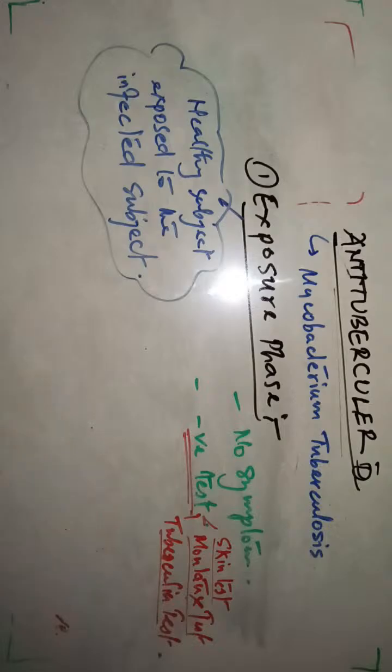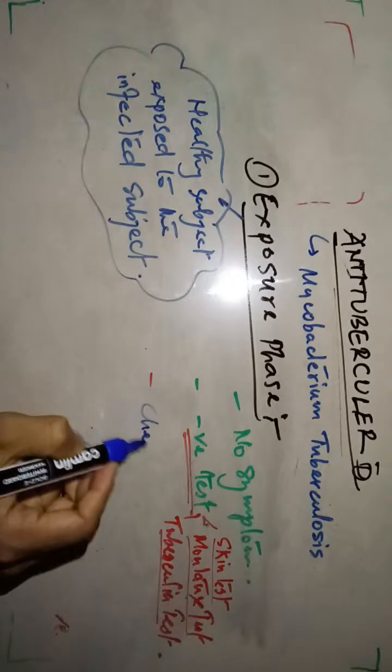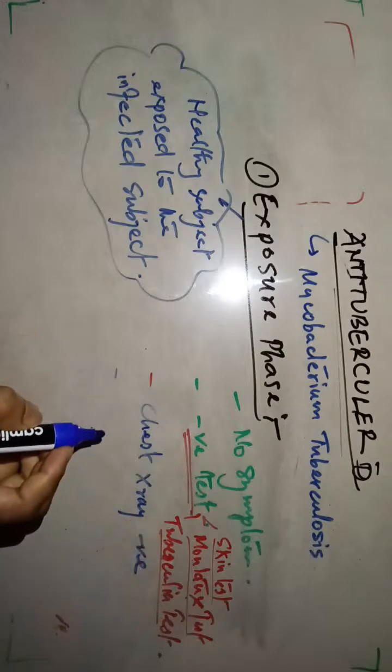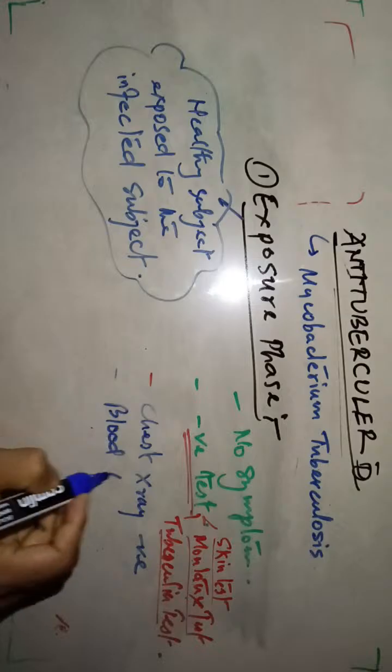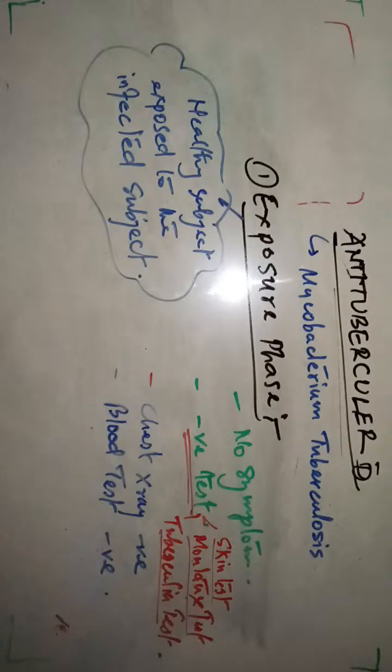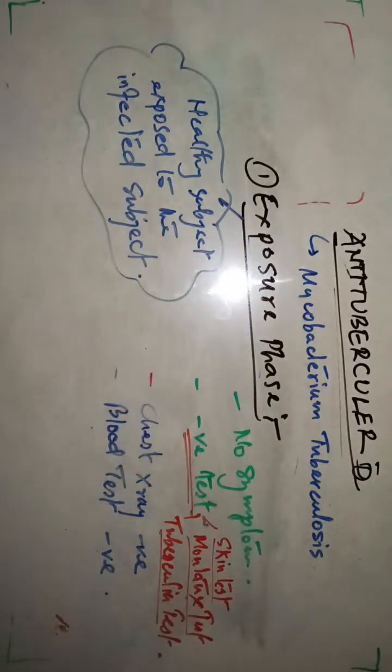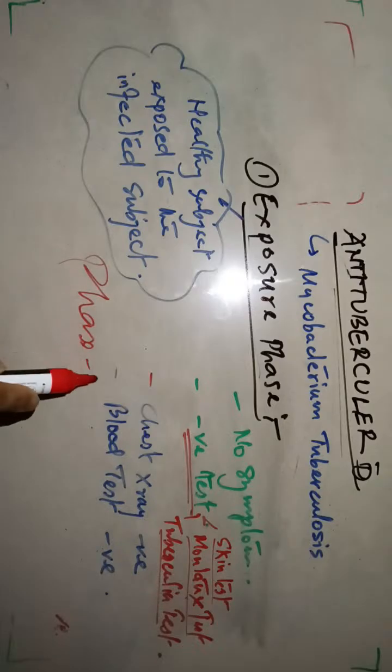And you can also see that chest X-ray also negative. Then you can see blood test, it will also be negative. In which phase? It will be in the first phase, that is in exposure phase. So you have to remember, in exposure phase there is no symptom, all the tests are negative, and in that phase the healthy subject will be exposed to the infected subject. This is all about phase 1.